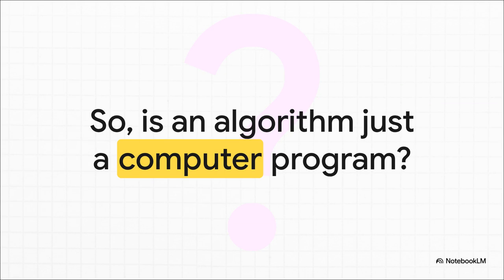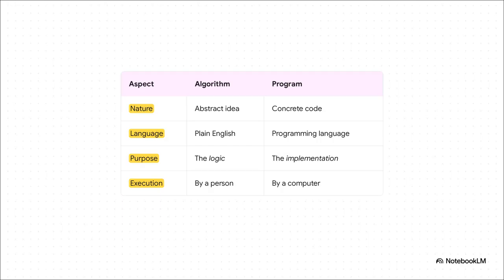This brings up something that confuses a lot of people. If an algorithm is a set of steps for a computer to follow, isn't that just a program? Well, not quite. This is such a great way to see the difference. An algorithm is the blueprint. It's the abstract idea, the logical plan that you could write out in plain English. A program, on the other hand, is the actual house you build from that blueprint, and it's written in a specific coding language like Python or Java that a computer can actually execute.